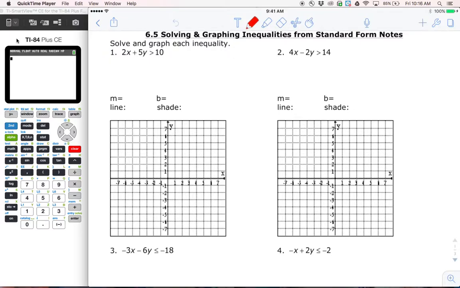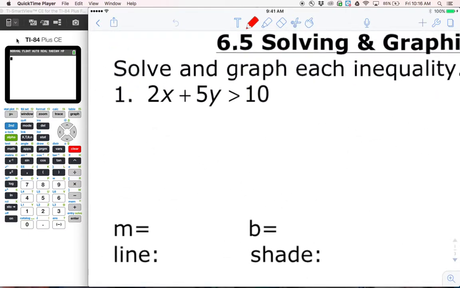All right, 6.5, solving and graphing inequalities from standard form. So this is really similar to what we did yesterday, only we are not given y by itself. So we have to first isolate y and then graph inequalities. So let's just start with getting y by itself.